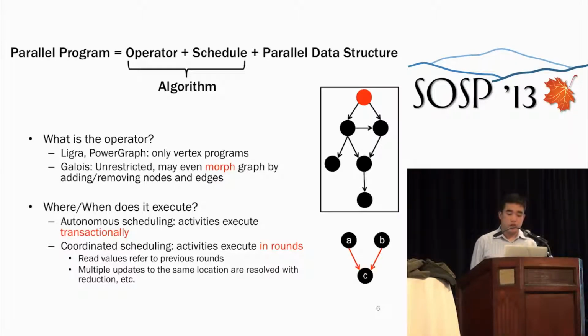Another option is to use coordinated scheduling. Here, activities execute in rounds. So we may be in a situation where both the AC activity and the BC activity execute at the same time. We'll produce multiple updates to the C node, and based on some problem-specific reduction technique, those multiple updates will be reduced to a single value.